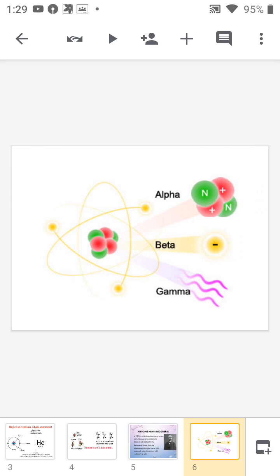So how does radioactivity occur? In a normal nucleus, sometimes if the nucleus is unstable, it will liberate its energy in the form of radiation. Sometimes it may be alpha radiation, beta radiation, or gamma radiation, and it moves into a stable nucleus. That is natural radioactivity. So we know that the alpha particle is the helium nucleus, beta is a flow of electrons, and gamma is electromagnetic radiation.